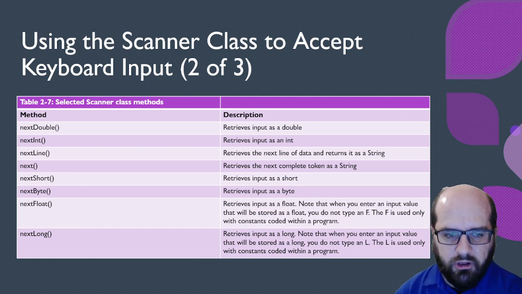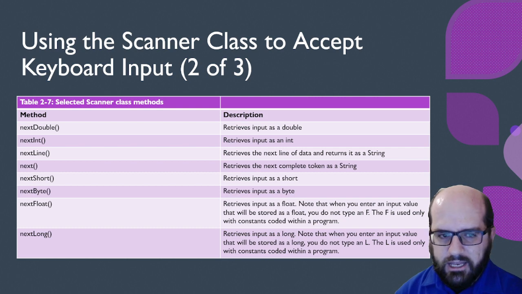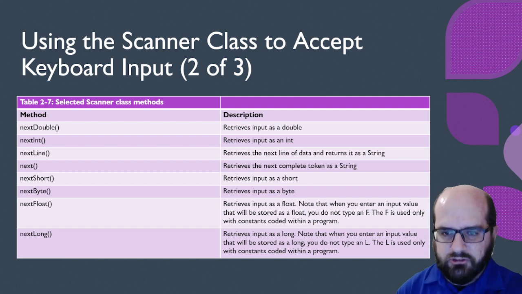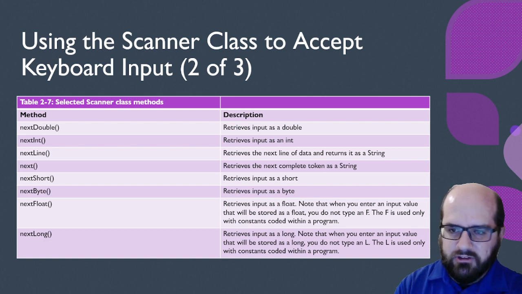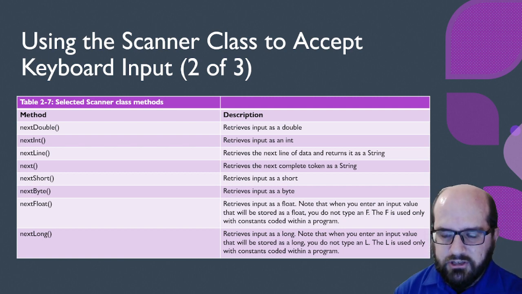I won't read through all of these, but realize that next and nextLine both bring in strings. Next brings in a token as a string, which just means it brings in the next word. And nextLine brings in the entire stream of data until it gets to a \n character or a line feed, right?